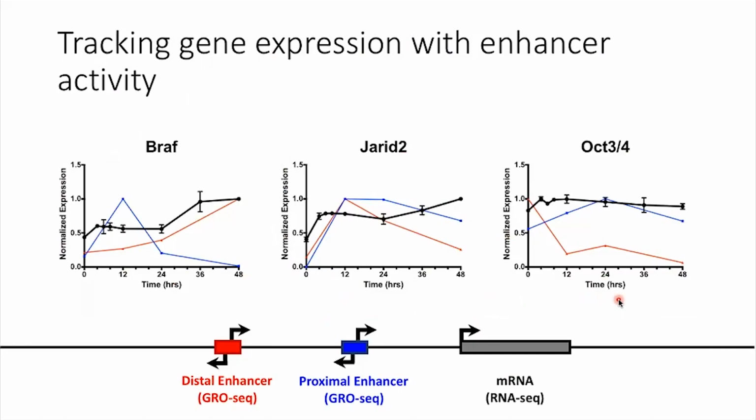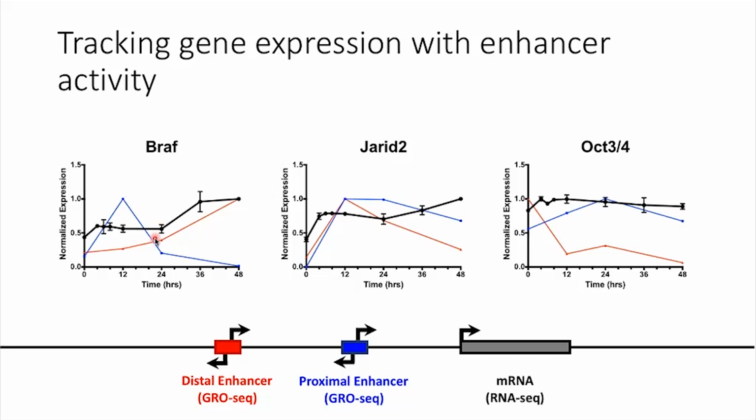So looking at the examples from before, we see the effect of enhancer dynamics on the steady state gene expression levels. In black here, we have the RNA-seq, and then in blue, the proximal enhancer, and in red, the more distal enhancer at each of these loci. Starting with BRAF, we see the peak of the proximal enhancer activity come on early, even before the gene really seems to be boosted all that much, and it doesn't seem to have much of an effect on global gene expression.